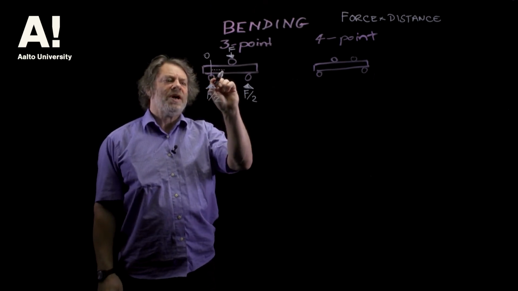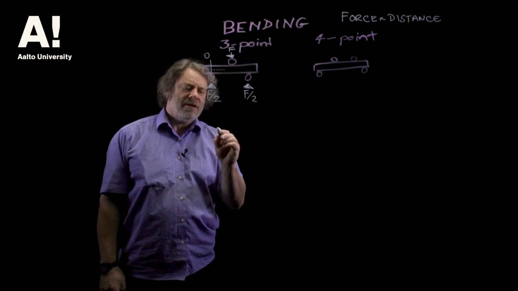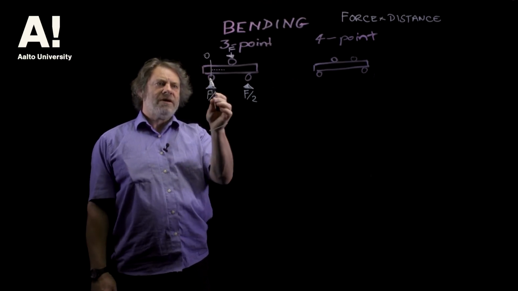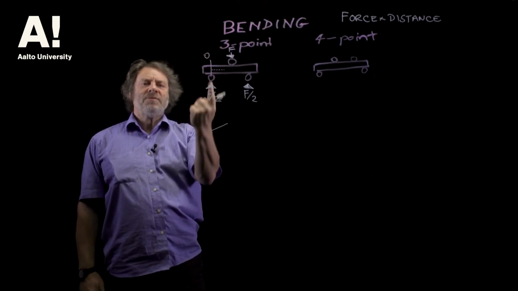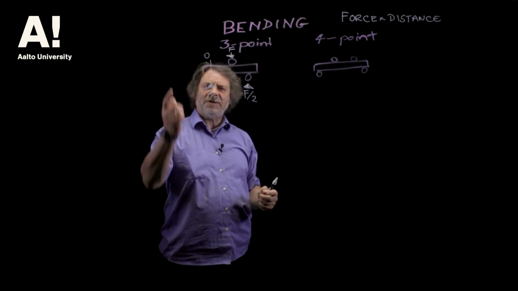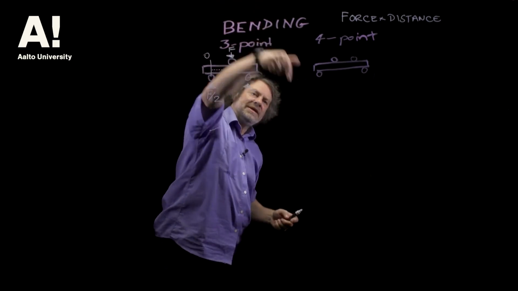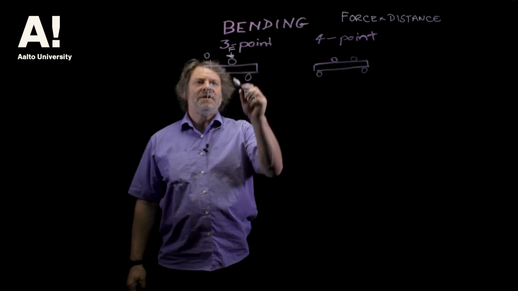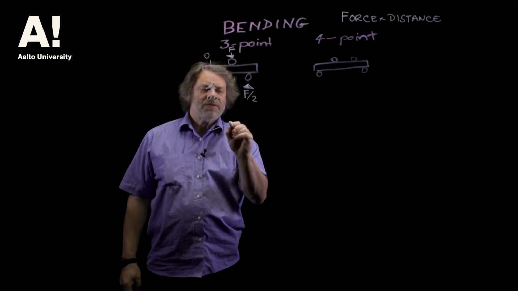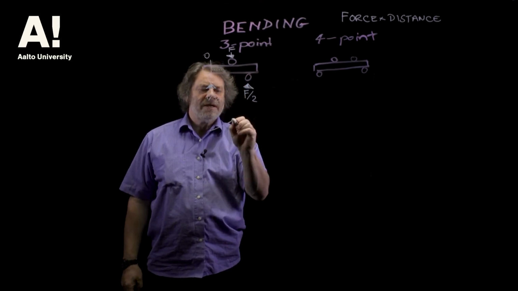As we move this way, the force is going up because we're going that way. The bending moment's going up. Just remembering the convention that clockwise, downwards is negative. And we keep going up until we reach the central point here.